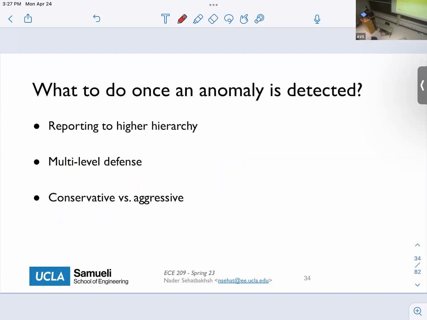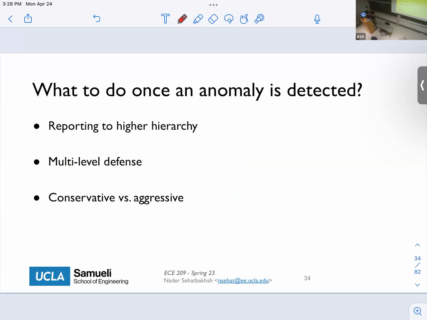All right. And then finally, what happens when we are detecting the anomaly? You can do multiple different things. Usually you report it to a higher hierarchy. If this is hardware, you report it to the system. If it's a system, you may report it to the user. If there are multiple systems within the network, you may report it to the next part of your network, and so on and so forth. Usually, anomaly detection happens in layers, as in you have a hardware malware detector, network malware detector, software malware detector, and so on.